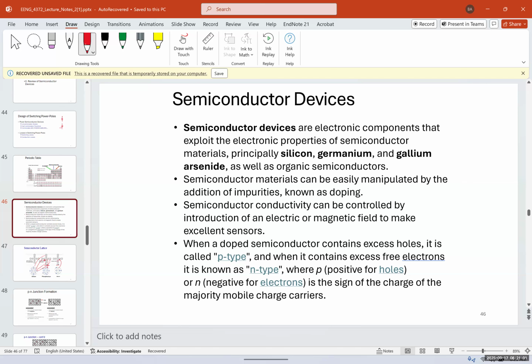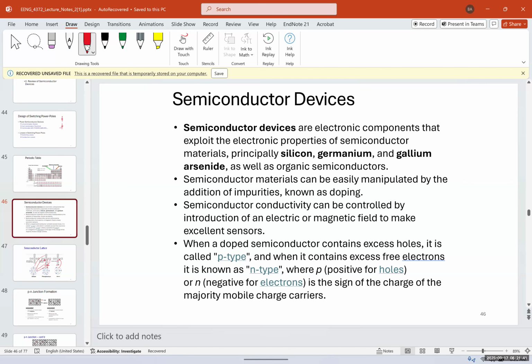So semiconductor devices are electronic components that exploit the electronic properties of semiconductor materials, principally silicon, germanium, gallium arsenide, as well as organic semiconductors. Semiconductor materials can be easily manipulated by the addition of impurities known as doping. Semiconductor conductivity can be controlled by introducing an electric or magnetic field, which makes them excellent sensors.